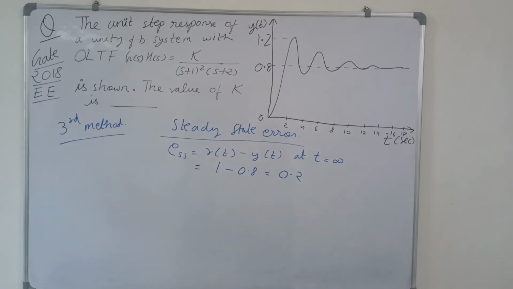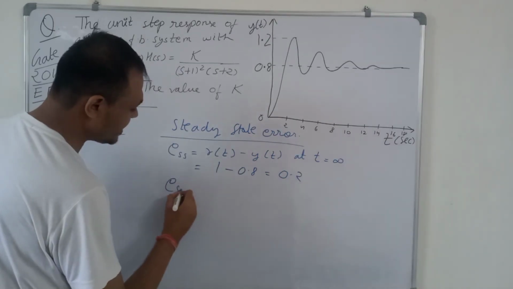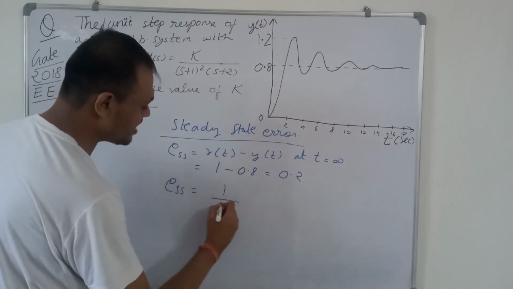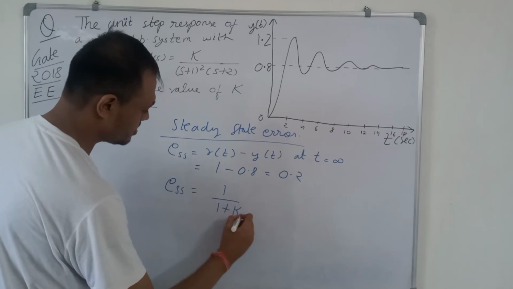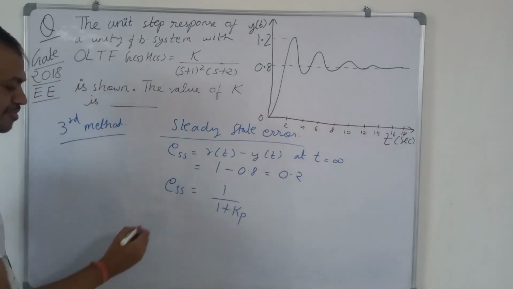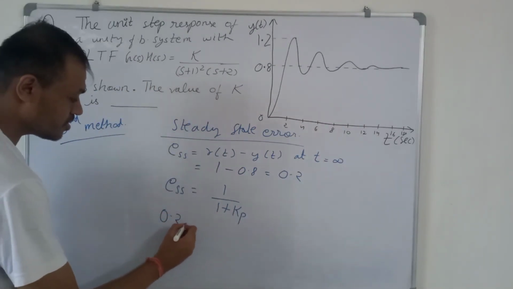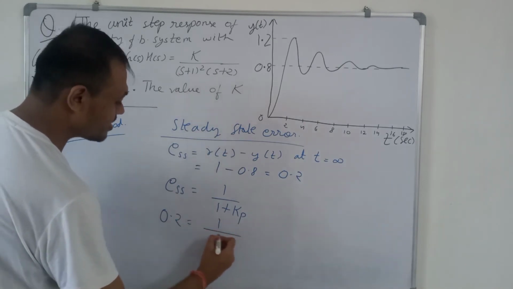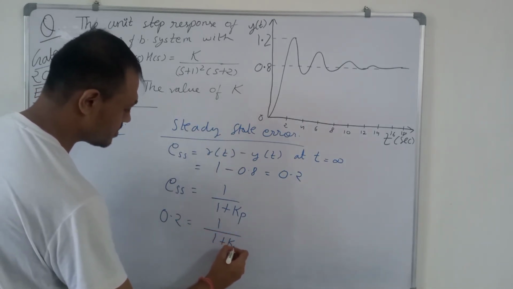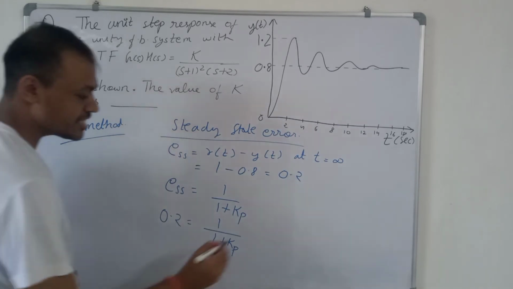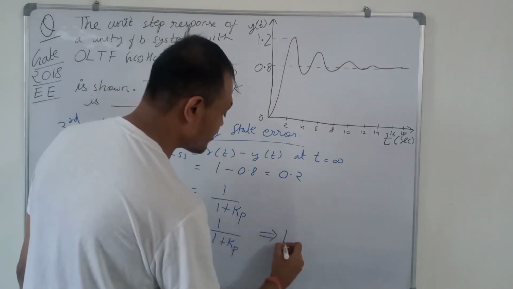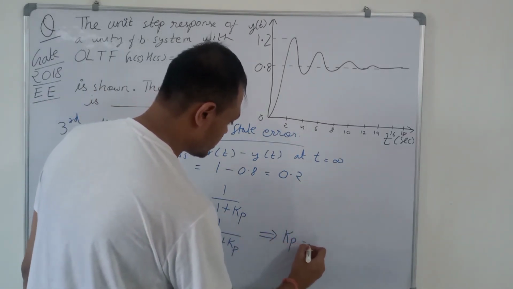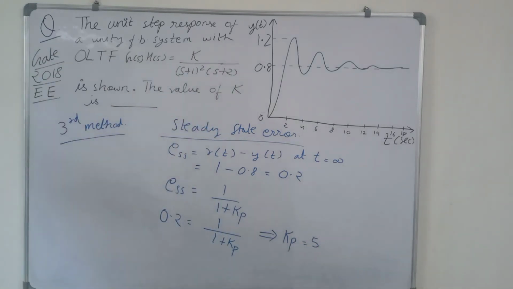Now steady state error is given by 1 upon 1 plus Kp for a unit step signal. So 0.2 will be equal to 1 upon 1 plus Kp. So by this the value of Kp will be equal to 5. So we have found the position error coefficient, it is equal to 5.